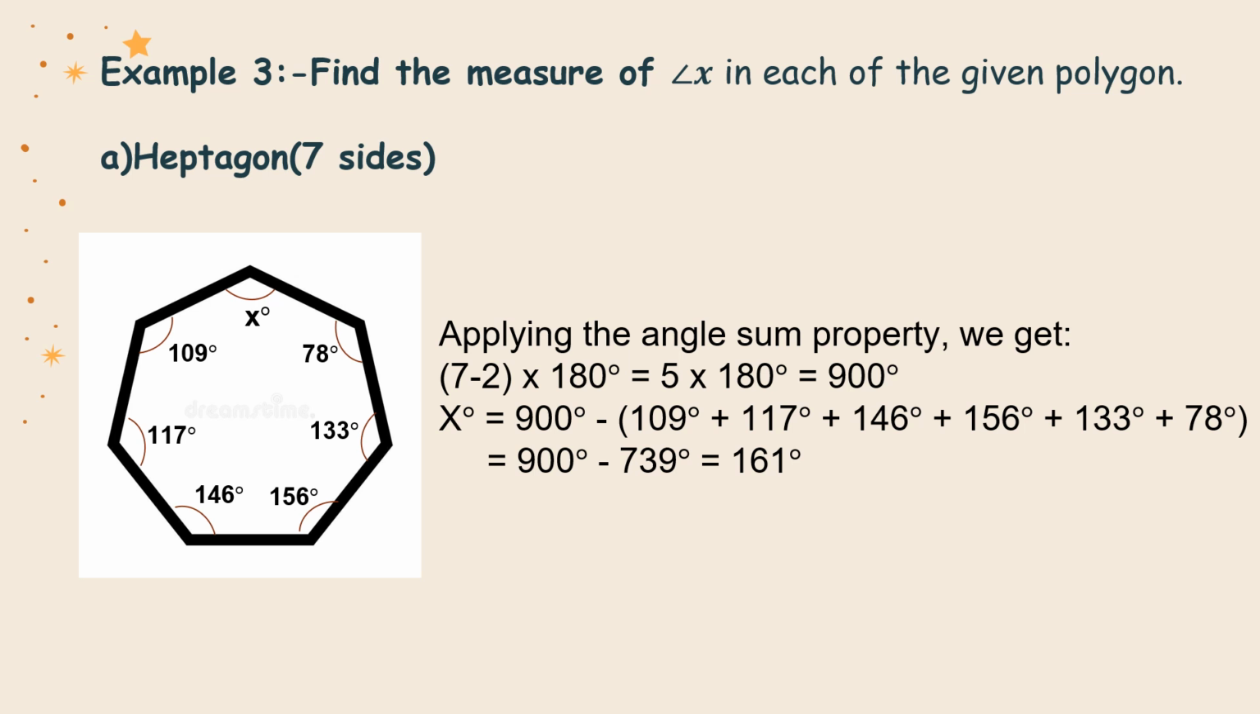So your first step is to find out the total angle. What is your total angle? Using the angle sum property, that is n minus 2 into 180, we find out the total angle. Then we subtract the sum of the other given or known measures of the angles from the total angle. Right? That's what we did here. We know the other measures. We added them and subtracted from the total. Then we get our x value or our unknown angle.